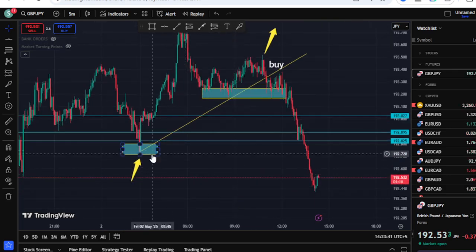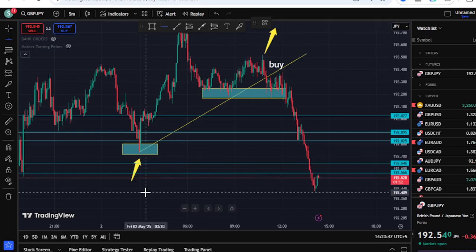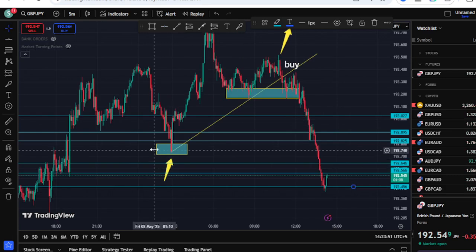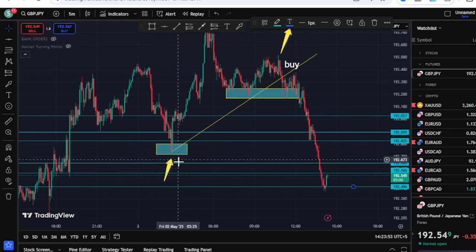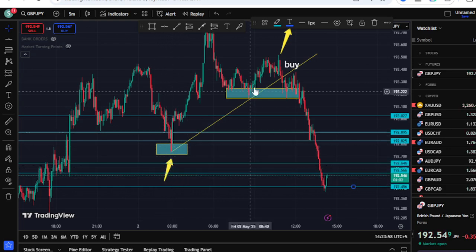Okay, now just look at here. Where would be their stop losses? Definitely their stop losses will be even below that. And just look at here, you can see why the market has gone down. It went down to hunt the liquidity. It went down to hunt the stop losses that were available below that support and also below.